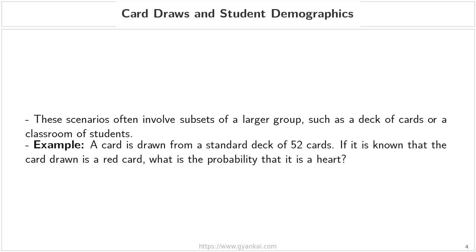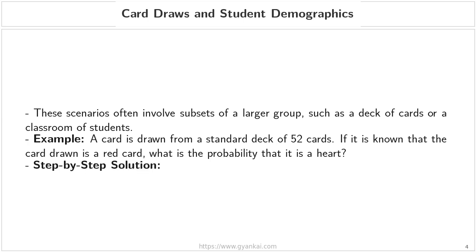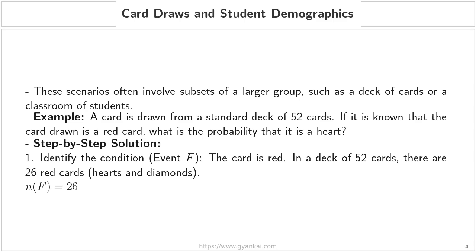The problem asks, if we draw a card and we already know for a fact that the card is red, what is the probability that this card is a heart? To solve this, we will follow a step-by-step approach, just like we did in the previous examples. First, we need to identify our condition, which we will call event F. The condition given to us is that the card is red.